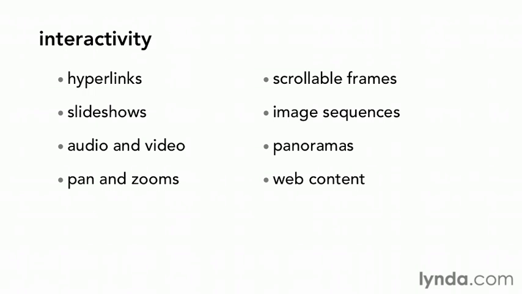There are some differences in the ways you have to go about creating these various overlays. For the first 5 that I mentioned, hyperlink, slideshows, audio-video, pan and zoom, and scrollable frames, you first create or place objects in InDesign and then use the Folio Overlays panel to edit them. For the other 3, image sequences, panoramas, and web content, you have to first draw an empty frame and then use the Folio Overlays panel to place content into that frame.